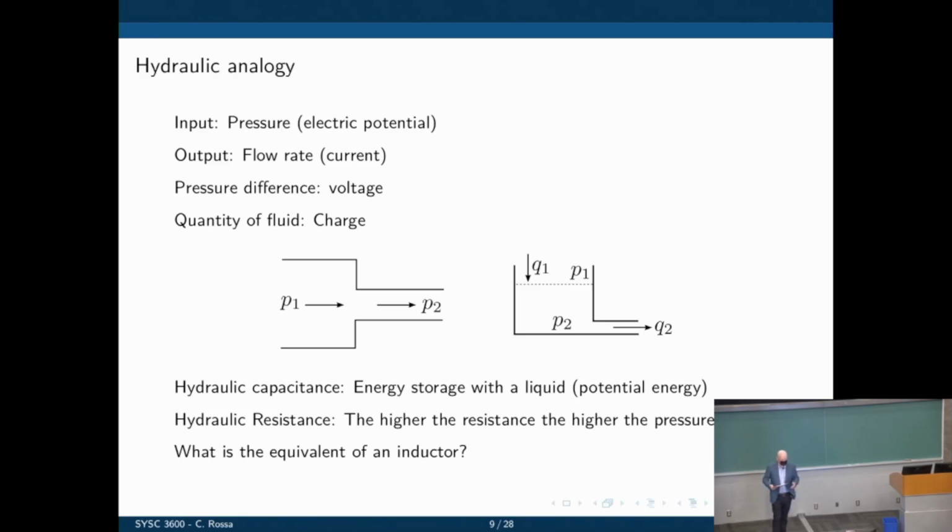If you integrate the current, which is the flow rate, what do we have? We have the quantity of fluid in the system. If we integrate current, we get charge. So the charge is the equivalent of the quantity of fluid present in the system.